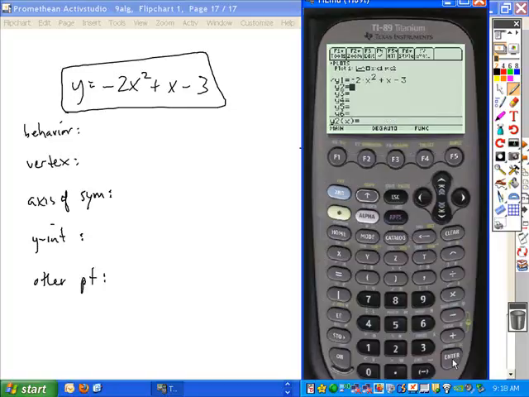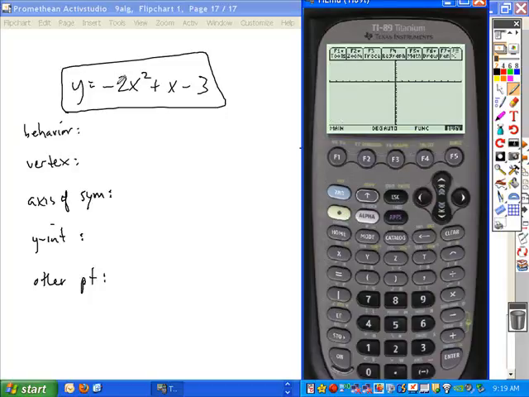All right, so again, very quickly, type in your equation, negative 2x squared plus x minus 3. Confirm that you have the right equation drawn or typed in. If you make a mistake at this step, it's going to throw off every single answer, with the exception of this first answer, which is, what is the behavior of this graph?